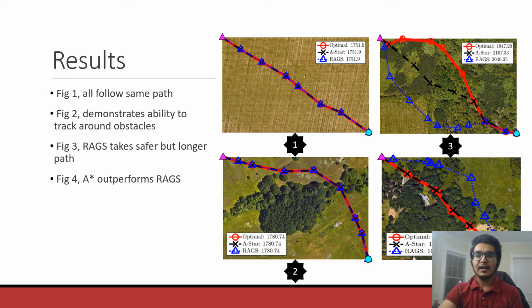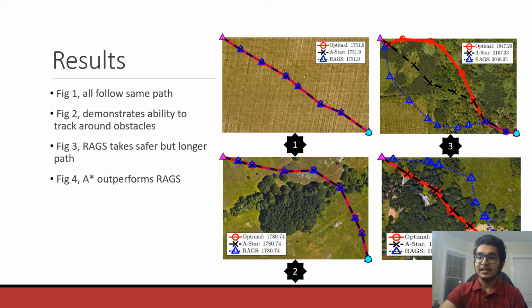So for the test performed on the satellite data, we see the following results. And we do not plot for sampled A-star or greedy search so as to avoid clutter. So first figure, it's a pretty straightforward start to end point. There are no trees in between or obstacles, and all the algorithms successfully reach the point in the same manner. Figure 2, we can see that we're basically demonstrating that all these algorithms can actually track around the obstacles.